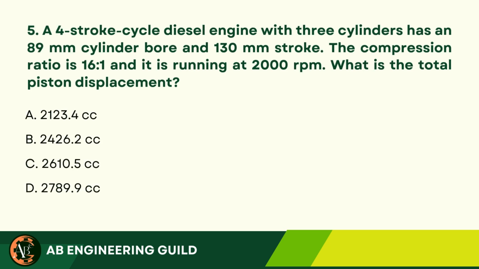5. A 4-stroke cycle diesel engine with 3 cylinders has an 89 mm cylinder bore and a 130 mm stroke. The compression ratio is 16:1, and it is running at 2,000 revolutions per minute. The question is, what is the total piston displacement?